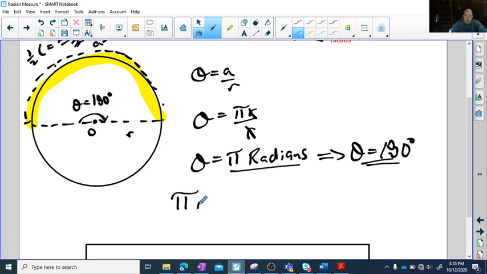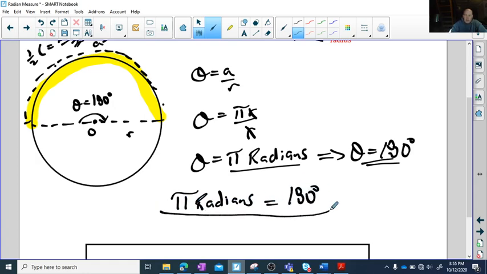Pi radians is equivalent to 180 degrees. So that is a conversion factor. Just like you knowing that there's 100 centimeters in a meter, you now need to know that pi radians is equivalent to 180 degrees. And again, can't stress enough.